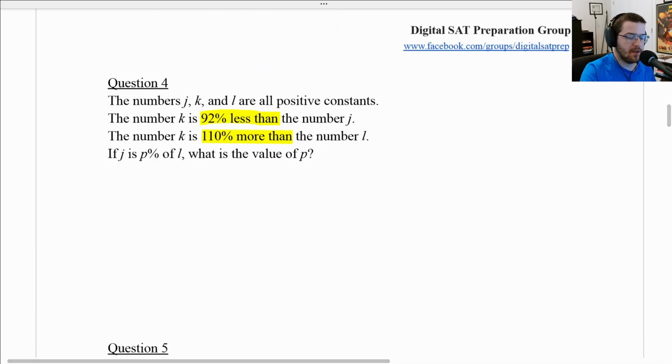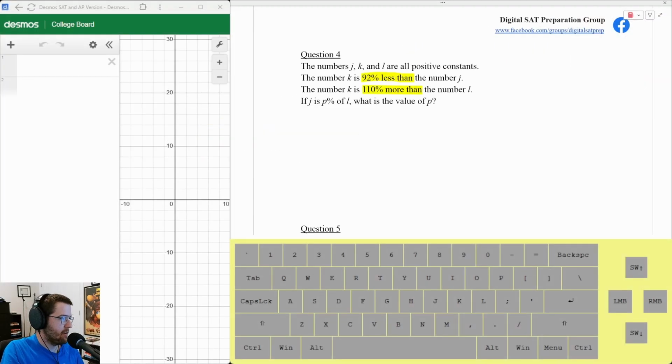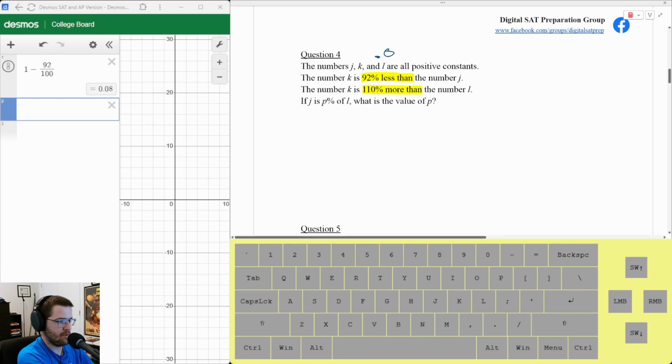Okay, question 4, same deal. I highlighted the percent multipliers. Let's go compute them before we even begin the question. We'd hate to just do that in our head and get that wrong from the get-go, right? So 92% decrease, that's 1 minus 92/100. That's 0.08. Let me jot that down. So this first one is 0.08.